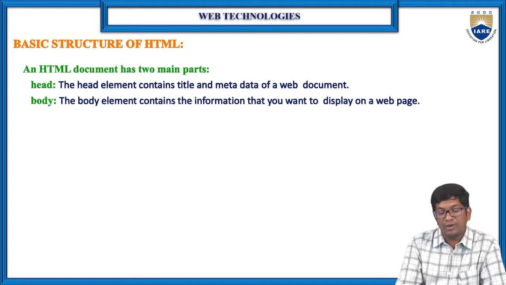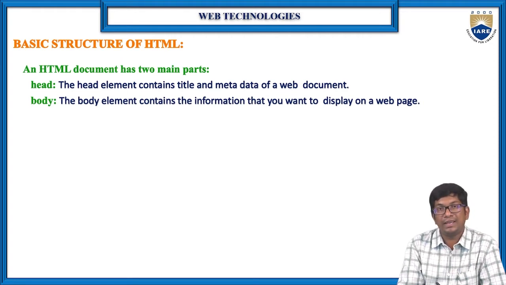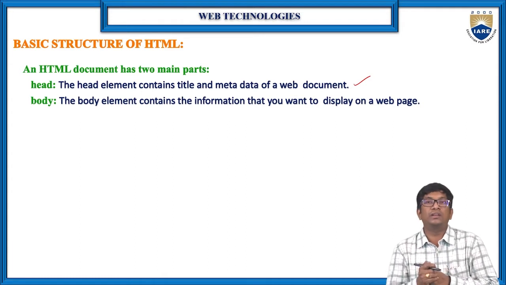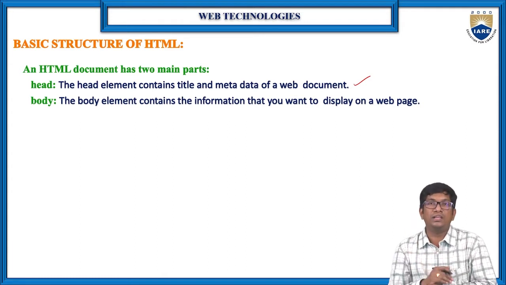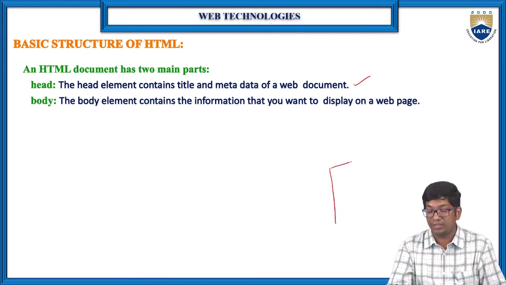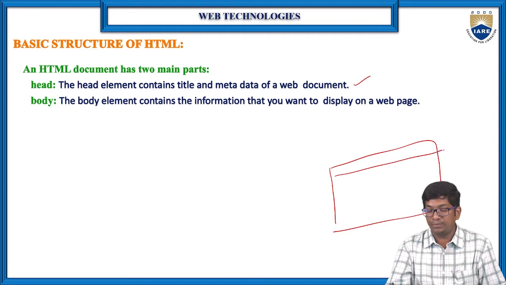Now we'll see some basic structure of HTML, how to create the HTML document. An HTML document has two main parts, the head and the body. The head element contains the title and metadata of a web document. The first part is the head section and the second part is the body section. The head section contains metadata of a web document as well as a title. Suppose we want to display a title for the web page, we write it so it is displayed at the top left corner.